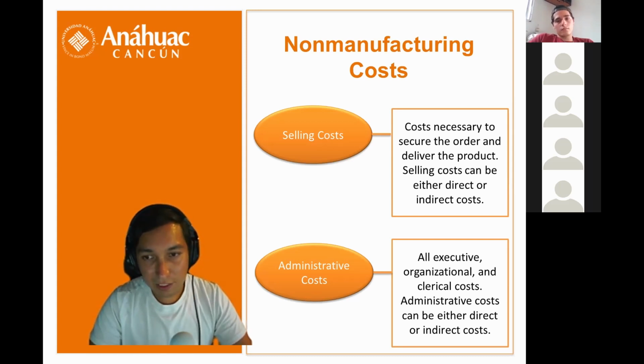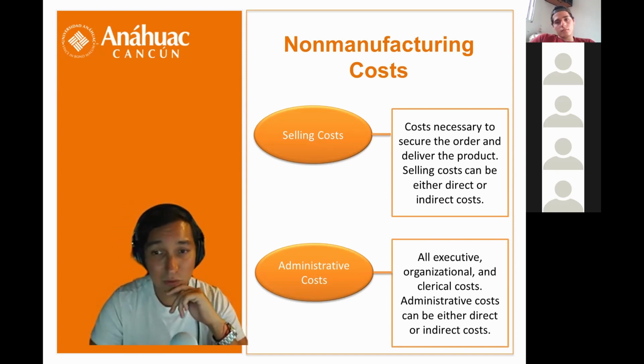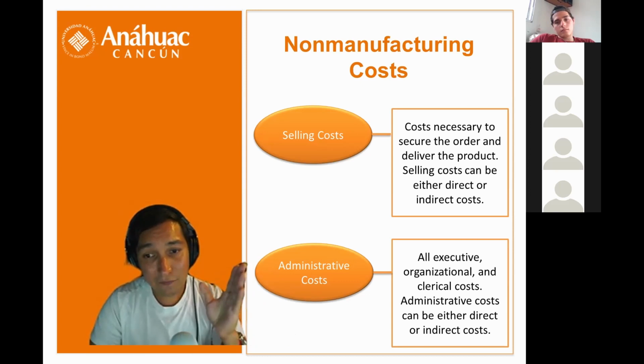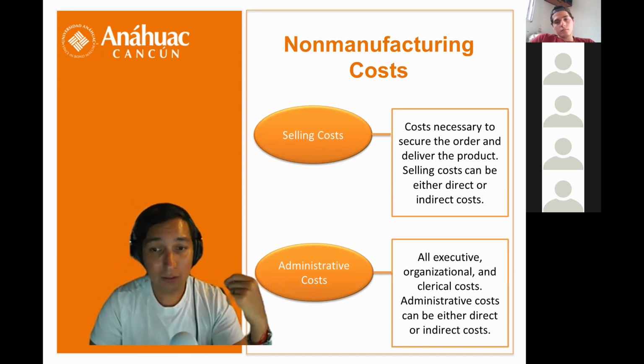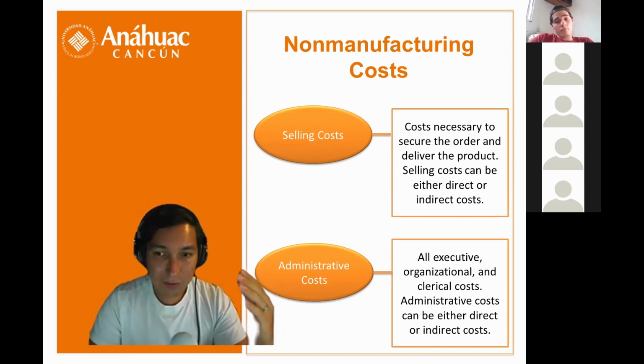And those classifications about direct or indirect mean, can we conveniently trace it to each unit of product? So for a selling cost, maybe it's shipping goods to a customer. So we know how much that costs and we can trace it to that unit of product. So that would be direct. Where we might have other indirect things like an overall advertising and marketing campaign that falls under selling costs, but we can't trace that to each unit of product.